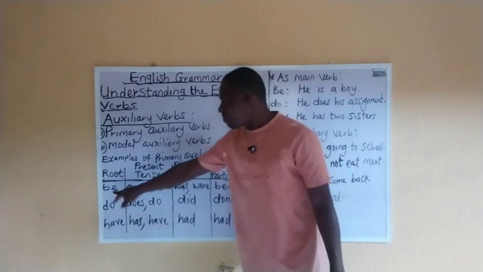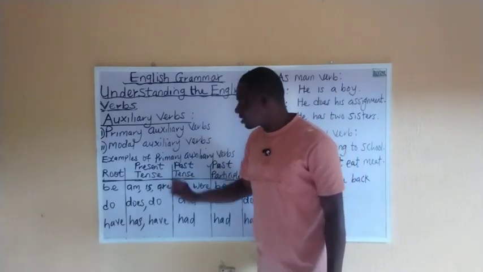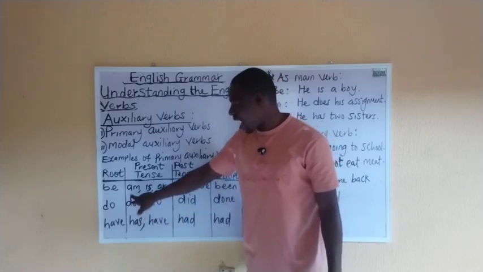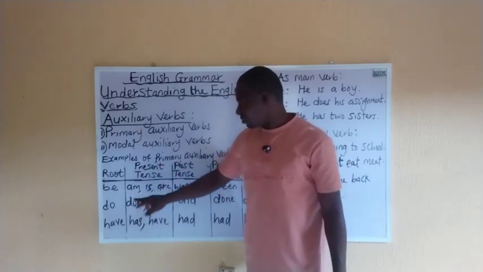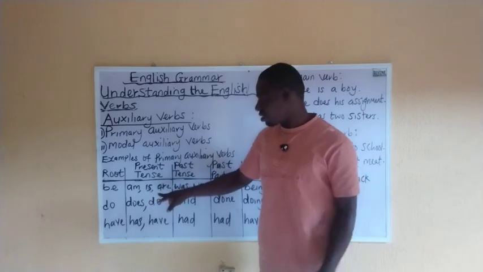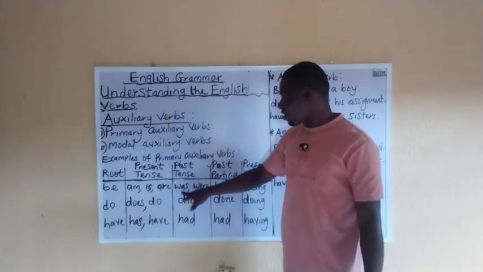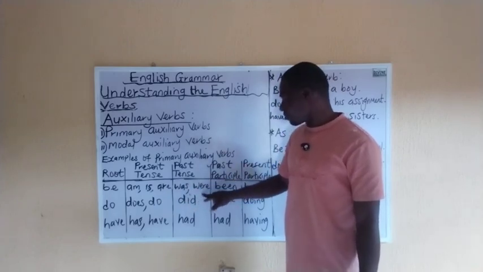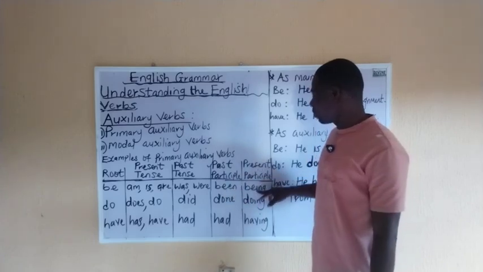Okay, fine. The verb be has 8 forms. Under the present tense, for the verb be, we have am, is, are. So, I am, he is, they are. So, am and is are singular present, while are is plural present. Then we have the past tense for the verb be. We have was or were. We have past participle been. We have present participle being.